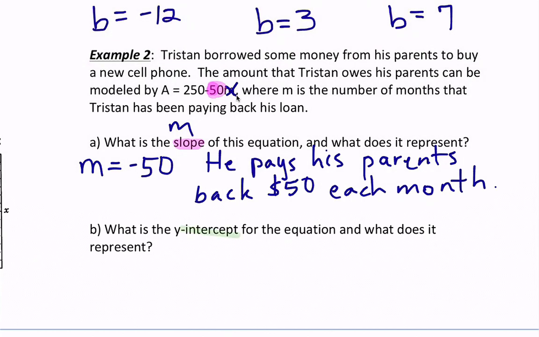Okay, the next question is asking for the y-intercept. Remember, the y-intercept is the number that's by itself, so in this case it's that 250. And it wants to know, what does it represent? Well, remember at the top we also said that usually in word problems your b, your y-intercept, is your starting point. Okay? Well, I know it's starting at 250, so what does that 250 mean as a starting point in this context? Well, I know he borrowed money, so that starting point is representing how much money he borrowed to begin with.